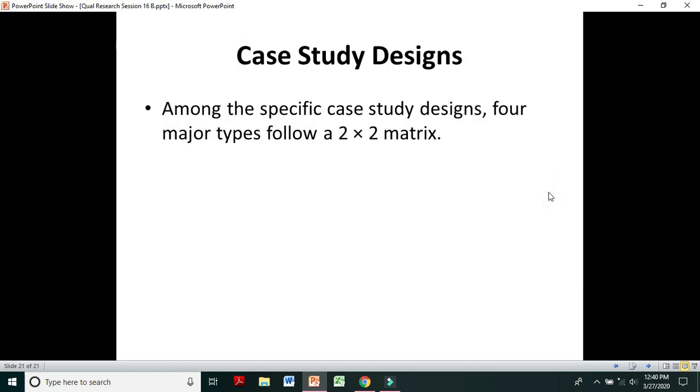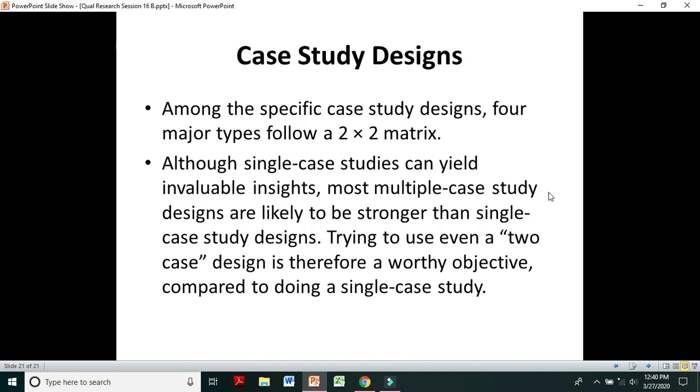Among the specific case study designs, 4 major types follow a 2 by 2 matrix. Although single case studies can yield invaluable insights, most multiple case study designs are likely to be stronger than single case study designs. So, researchers may opt to do single case studies, but multiple case studies are considered stronger than single case study designs. Trying to use even a two-case design is therefore a worthy objective compared to doing a single case study. So here is advice for new researchers: when they are conducting a case study, they should be doing a two-case design instead of just focusing on a single case study design.